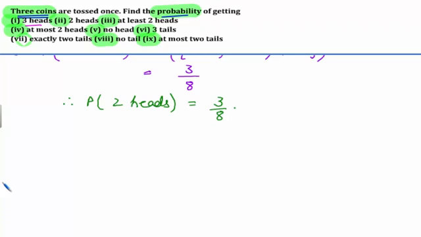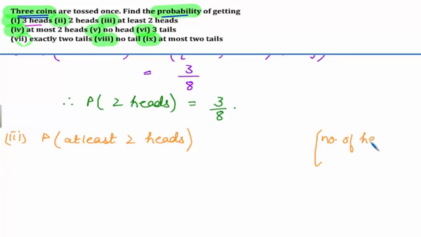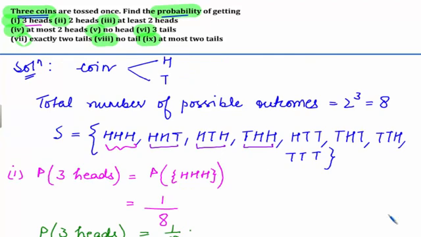Now let us find the solution to the third part, which is to find the probability of at least 2 heads. At least 2 heads means that the number of heads should be greater than or equal to 2. Now, let us see from the sample space. There are 4 outcomes such that the number of heads is greater than or equal to 2, which are HHH, HHT, HTH and THH.